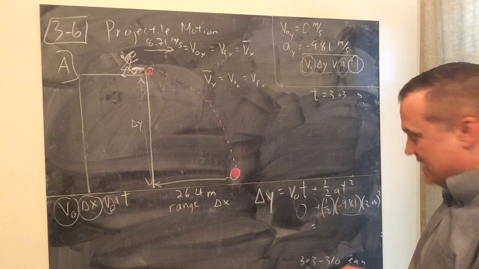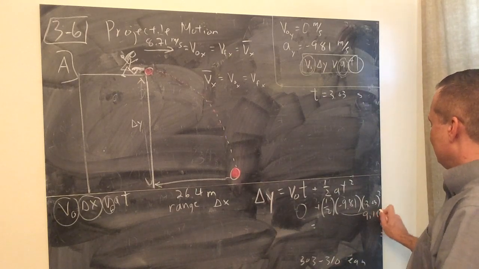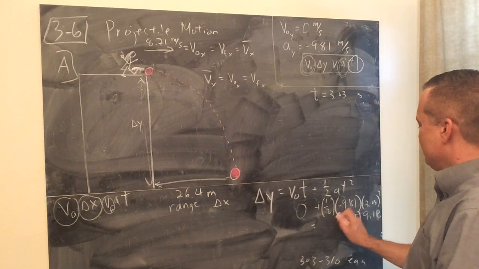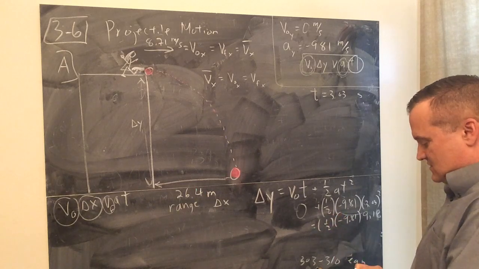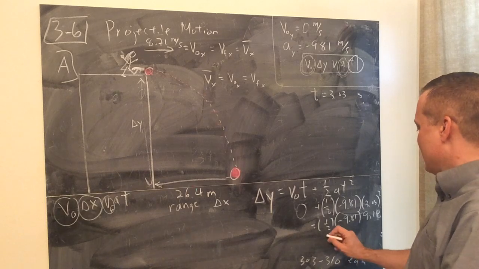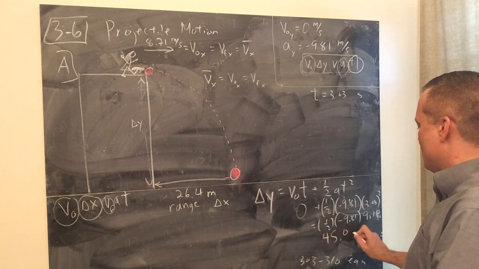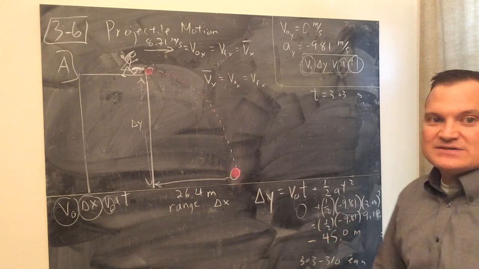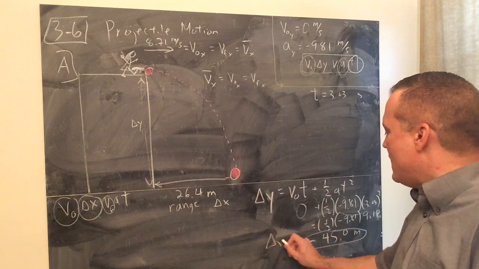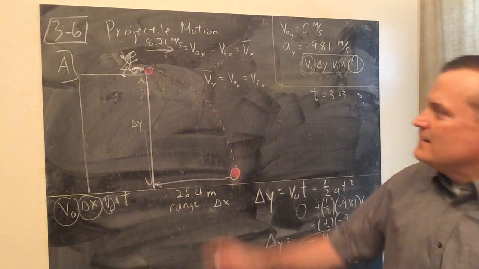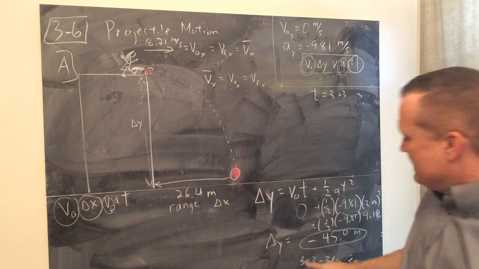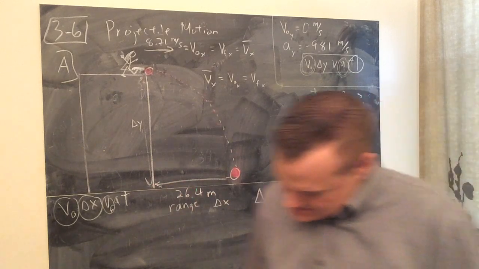3.03 squared is 9.18. 9.18 times negative 9.81, and then times 1/2. So 9.18 times 9.81 divided by 2, 45 is the answer. It's negative 45.0 meters. Now, does that show up? Yeah. Negative 45.0 is delta y, because remember, your change of position was 45 down. That means that the building was 45 meters high.